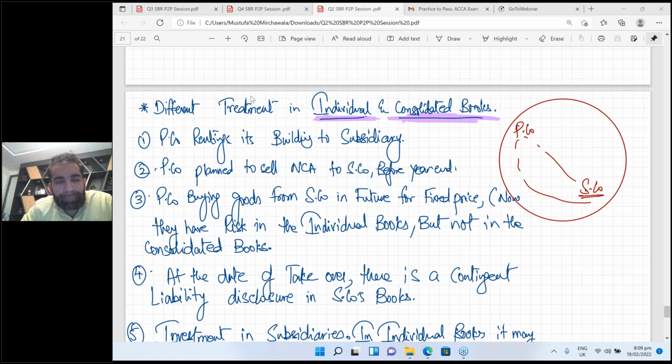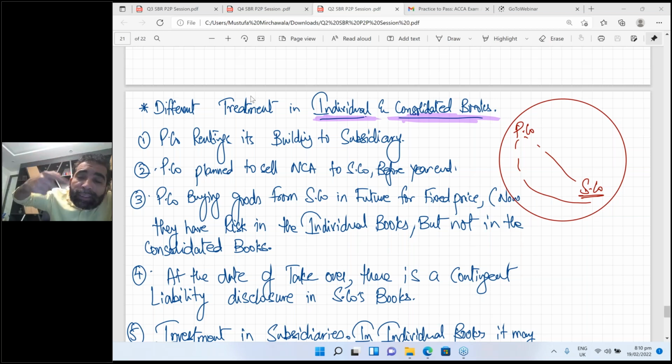So that means if Pakistan wins, I have to pay, so I'll lose the bet. And if England wins, my brother will lose and I will win. So in the individual books of me and my brother, in separate books, there is a risk. Yes, one of us will win and one of us will lose. Yes, there is a risk.